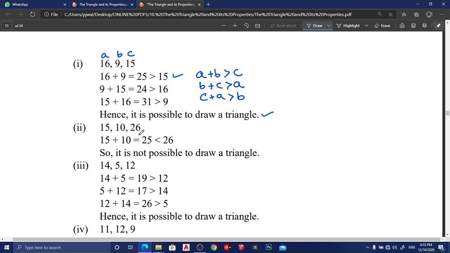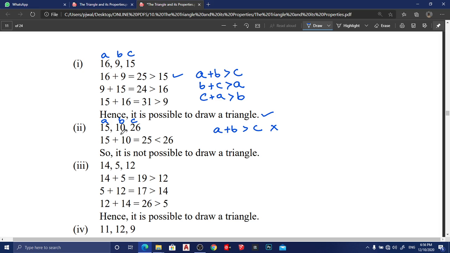See the next one: 15, 10, 26. Take this as a, this as b, and this as c, and try to apply this. Check whether a plus b is greater than c or not. What is a here? 15 plus 10 is 25. This is not greater than the third side c; it is less than the third side. So it is not satisfying the first condition itself.